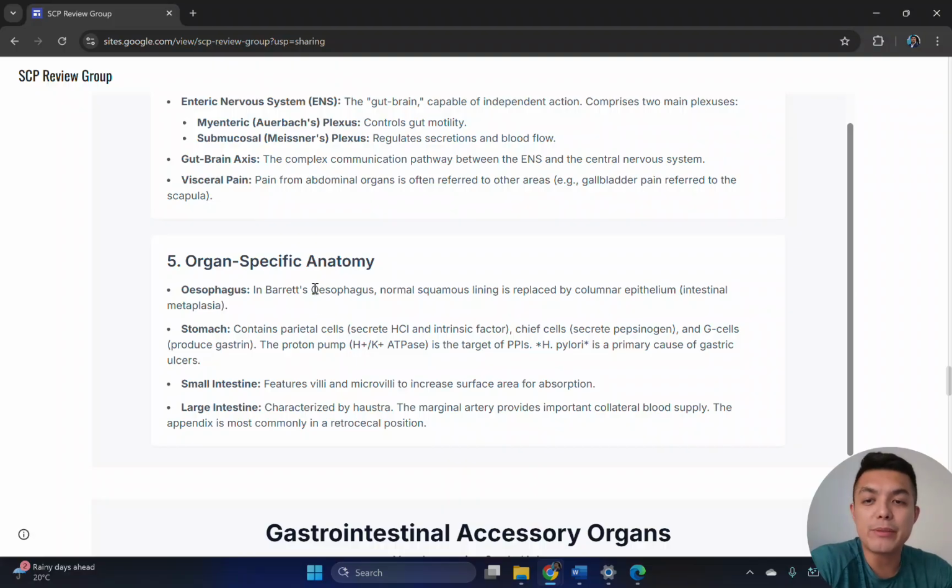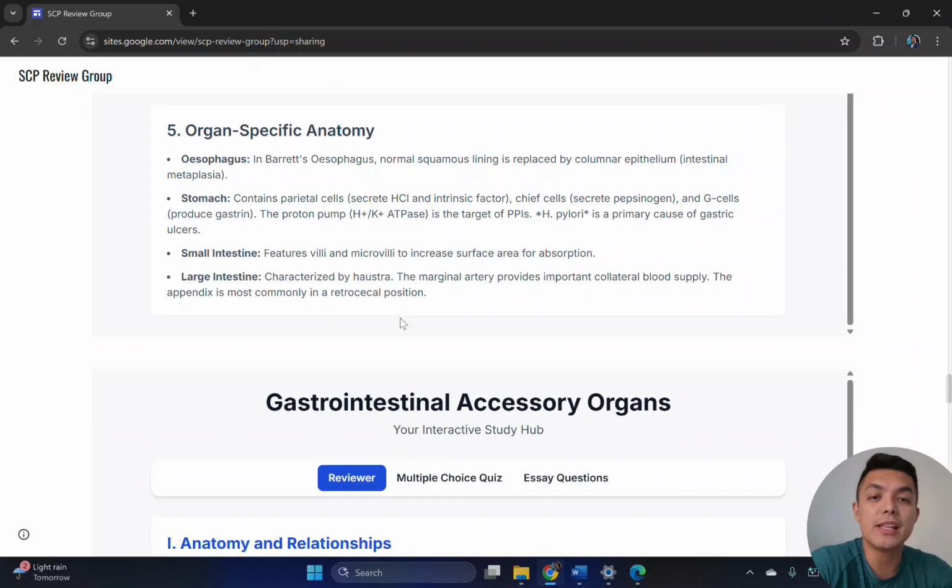So esophagus. In Barrett's esophagus, normal squamous lining is replaced by columnar epithelium, which is the intestinal metaplasia. Next is the stomach. It contains parietal cells, which secrete hydrochloric acid and intrinsic factor, very important. Next is the chief cells. The chief cells secrete pepsinogen, and the G cells produce gastrin. And then the proton pump, which is the H plus and K plus, so hydrogen and potassium ATPase, is the target of proton pump inhibitors.